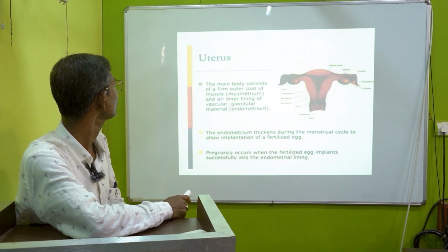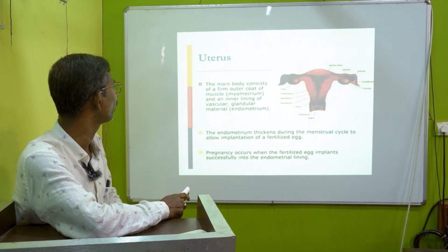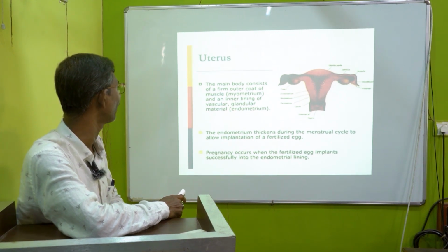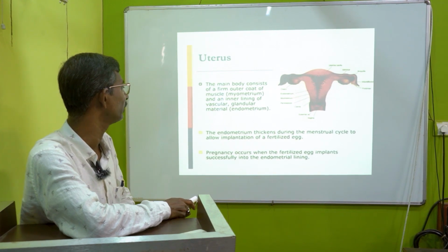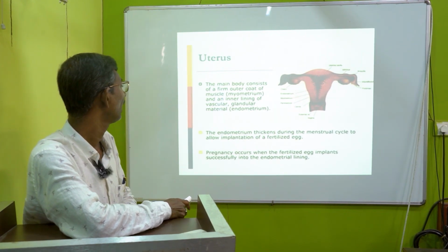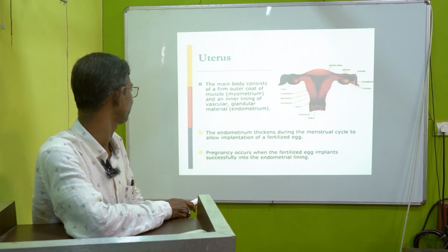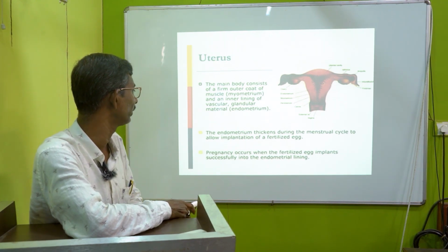Next is the uterus, the major body. It consists of a firm outer coat of muscle, that is the myometrium, and an inner lining of vascular glandular material, that is the endometrium. The endometrium thickens during the menstrual cycle and allows the implantation of the fertilized egg. Pregnancy occurs when the fertilized egg is implanted successfully into the endometrial lining.